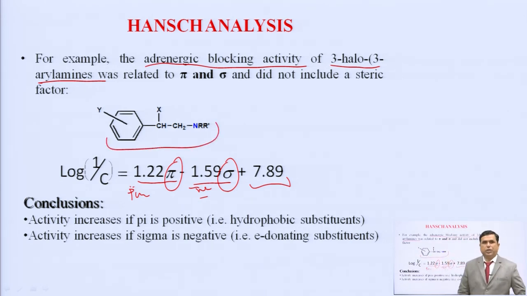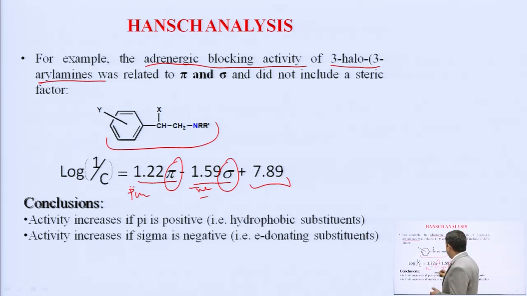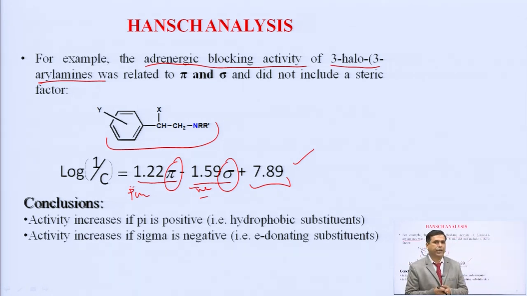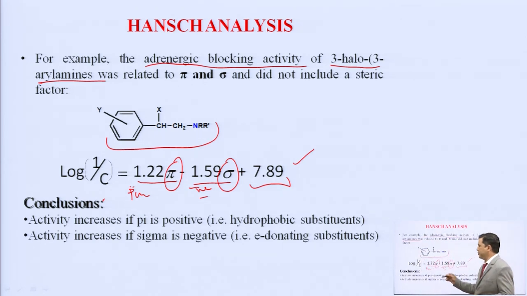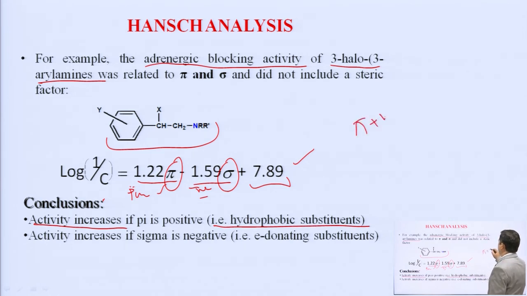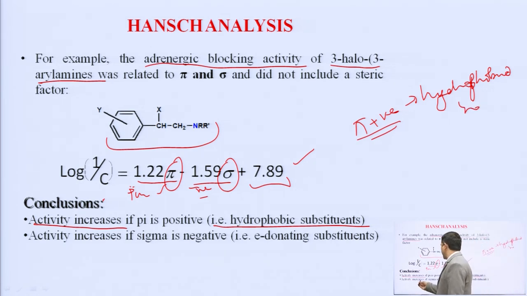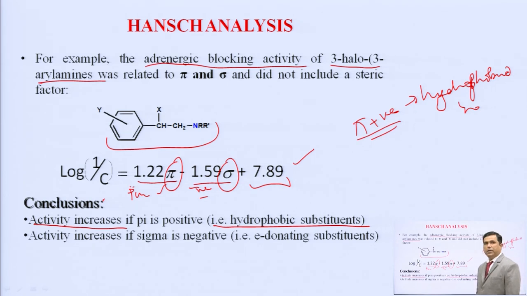So, what are the conclusions by defining this equation? The conclusion is very important, how this equation gives what type of conclusion. So, here the activity increases if pi is positive, that is, hydrophobic substituents. Activity increases if sigma is negative.